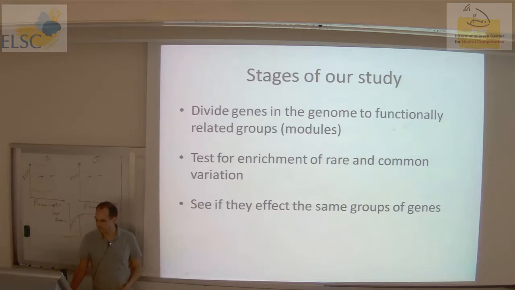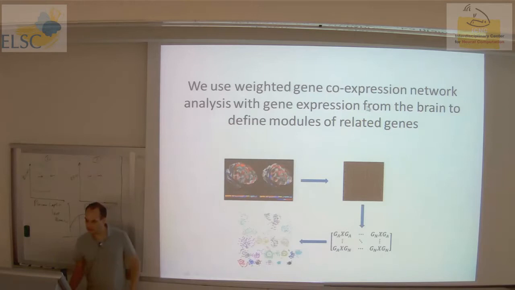The way we did it, we used a network analysis called weighted gene co-expression network analysis. We are looking at gene expression data from the entire human brain, almost 1,000 different regions. We look at the patterns of expression of all the genes in the genome, and we assume that if two genes are functionally related, they will show the same kind of pattern. They will be expressed at similar levels, or will have correlation across different regions of the brain. This is the assumption.